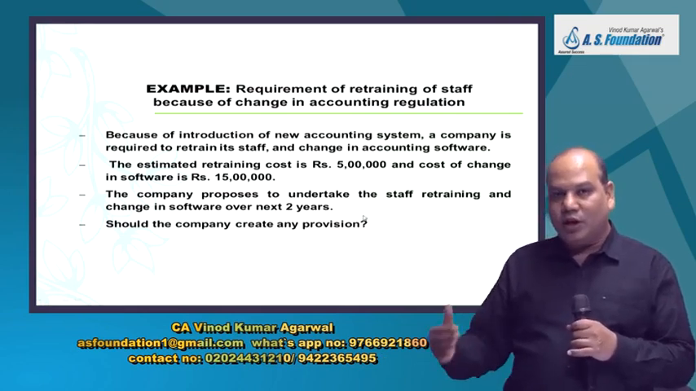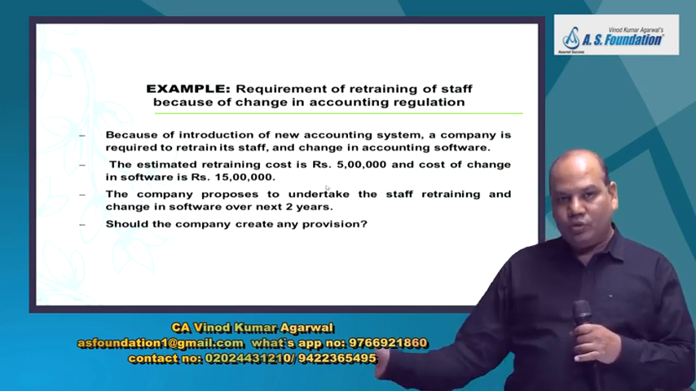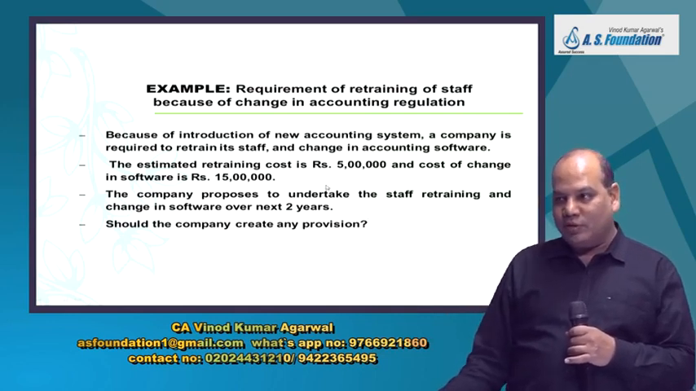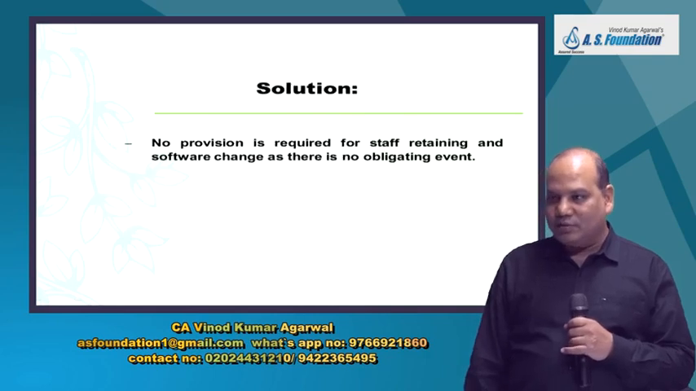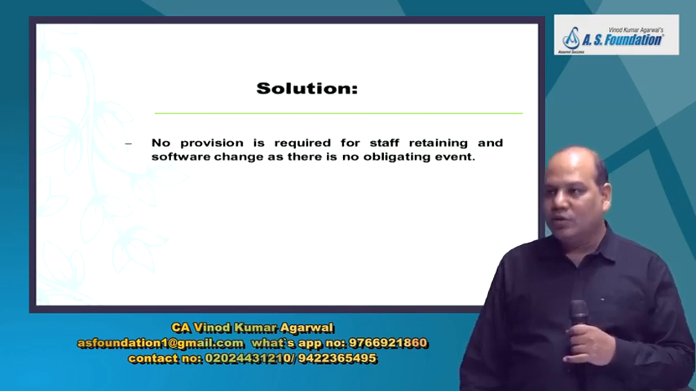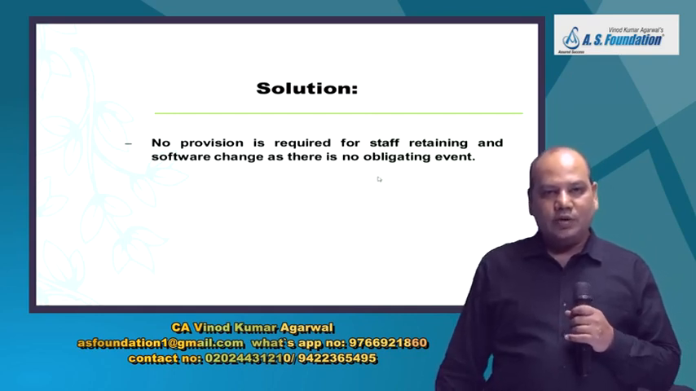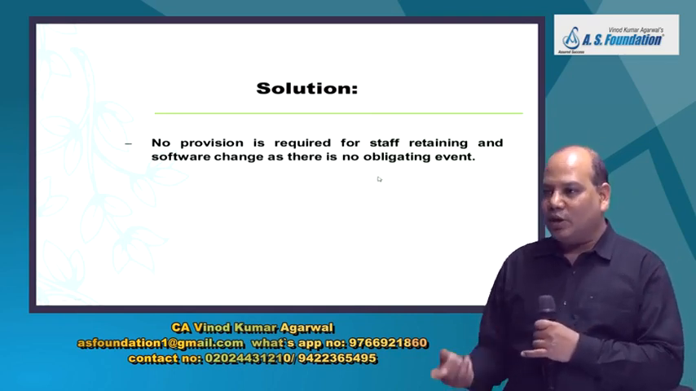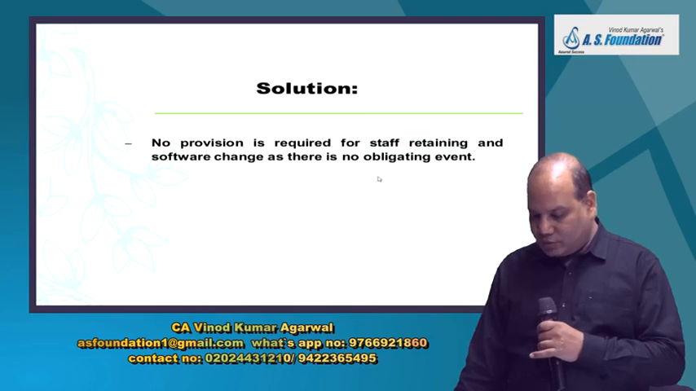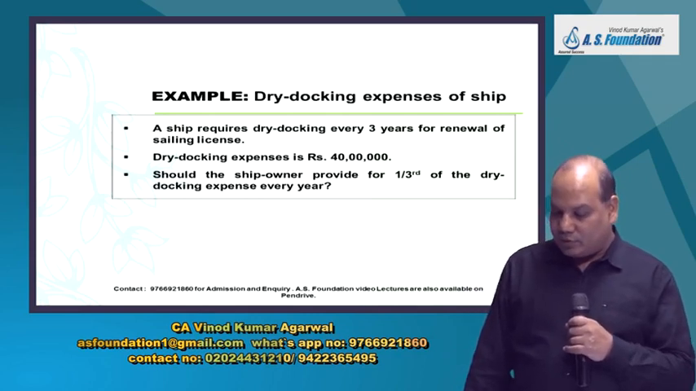You have to see, can it avoid this payment? Yes, you can. Tell your staff, go to YouTube and learn yourself. This year our budget is very tight. You can avoid that cost. So the answer is no provision is required for staff retraining and software changes as there is no obligating event. So the first condition, that there must be a present obligation arising out of a past obligating event, is not fulfilled. Other conditions like outflow of resources are also not fulfilled.